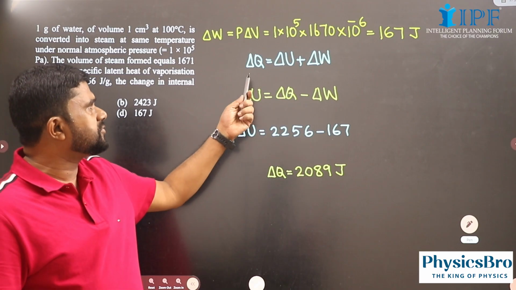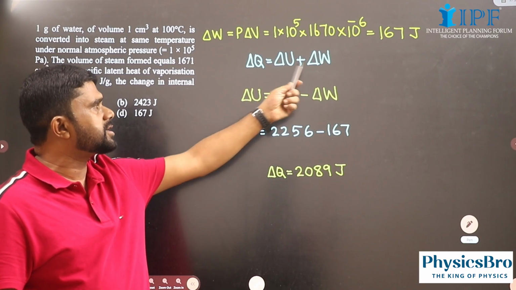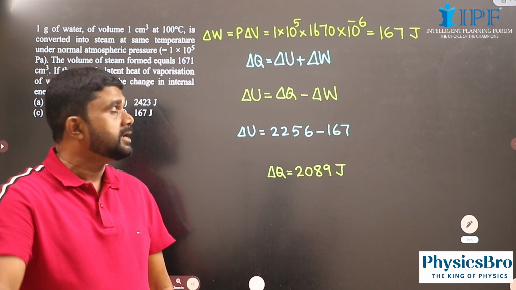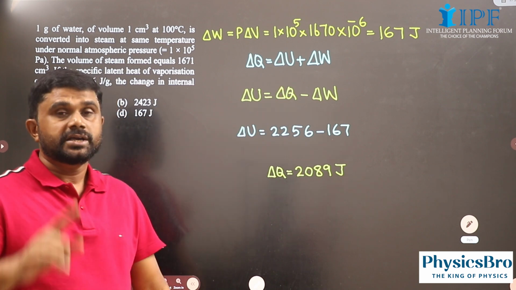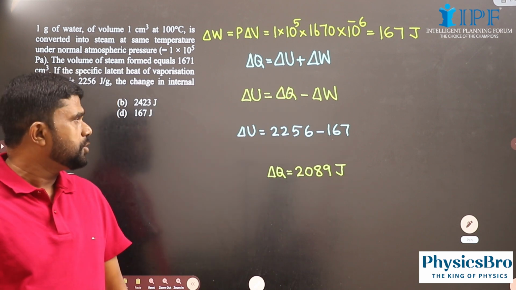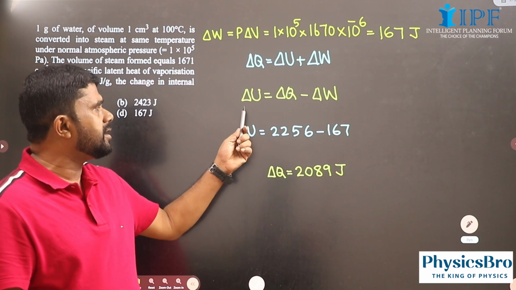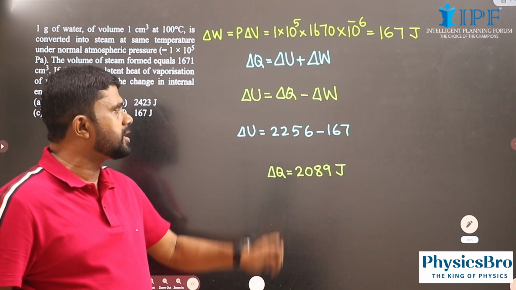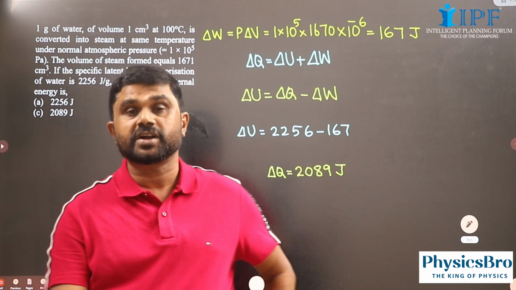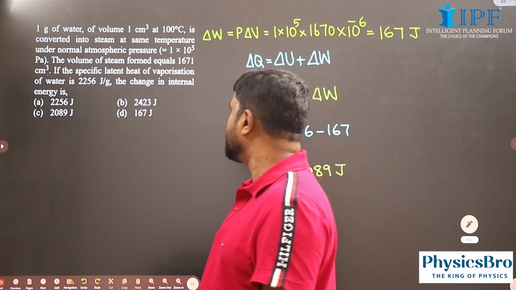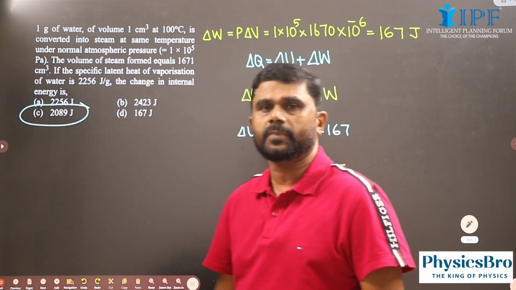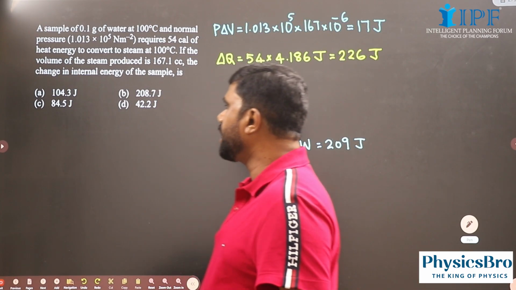See, this is the first law of thermodynamics. Delta Q equal to delta U plus delta W. Delta Q is the heat absorbed and delta U is the change in internal energy. Okay, and change in internal energy will be delta Q minus delta W, that is 2256 minus 167, and it will be 2089 joules. Okay, now let's see what we have next.